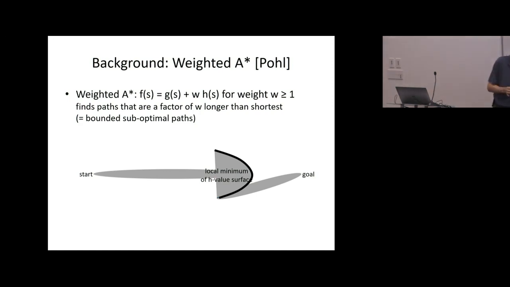So far, so good, right? So now we know how to trade off in this particular case between the runtime of the algorithm and the length of the path that we find. And we often have to do this in large state spaces. But there's a problem. And I don't know whether you noticed this.